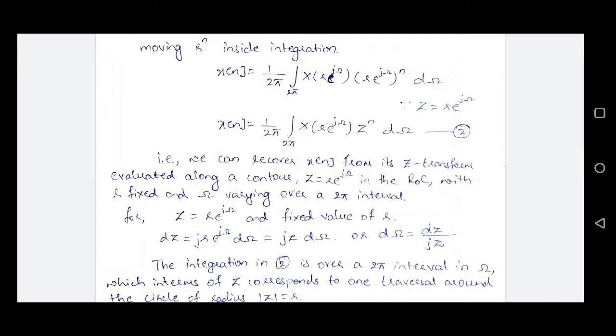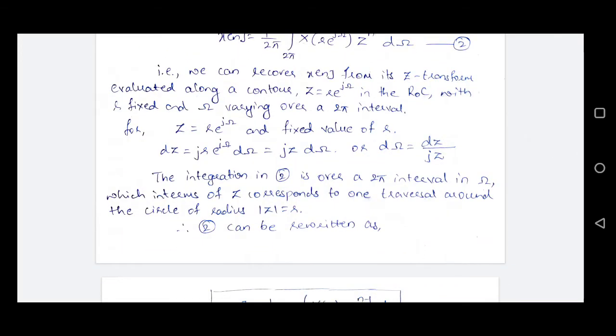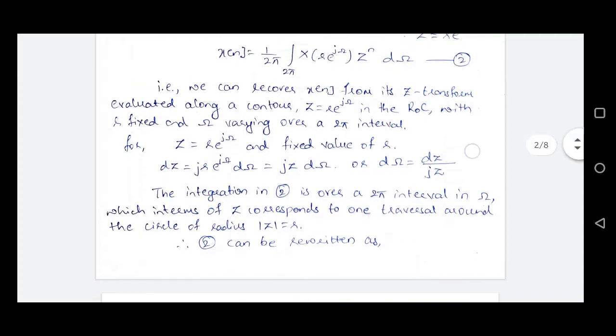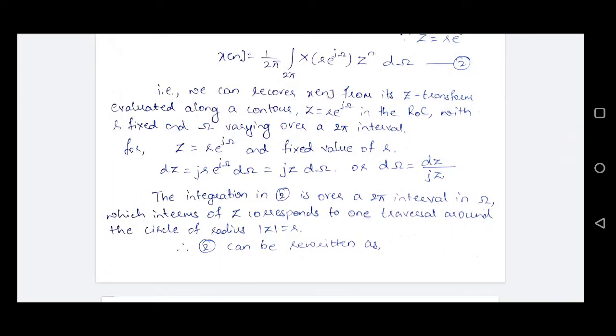Now in the region of convergence, where r is fixed and omega varies over a 2 pi interval, if z is equal to r e to the power j omega for a fixed value of r, then by differentiating z, we can obtain dz equals j r e to the power j omega d omega, which will be equal to j into z d omega, because r e to the power j omega is z. So d omega will be equal to dz divided by j into z. The integration in this equation 2 is over a 2 pi interval in omega. It means z corresponds to one traversal around the circle of radius mod of z equals r.